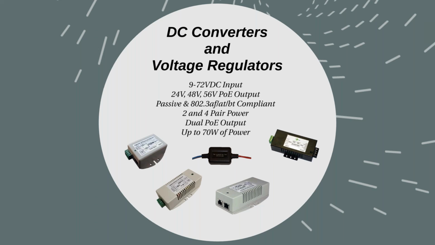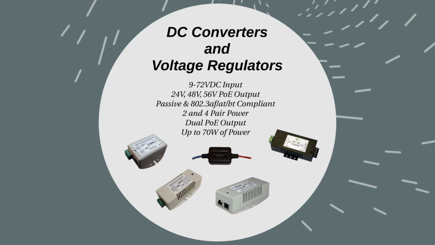So typically 12 volt would be like a car battery, or a lot of the batteries that we use for our remote pro system or solar systems are going to be 12 volt DC. There's also 24 volt, 36 volt, 48 volt, up to 60 and 72 volts. So our DC converters are going to take a DC input from 9 to 72 volts and then convert to a 24 volt PoE, 48 volt PoE, 56 volt PoE.